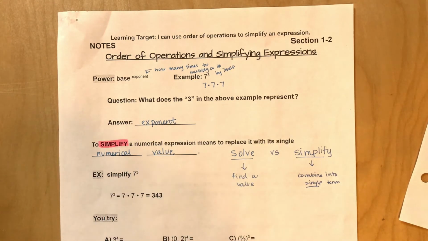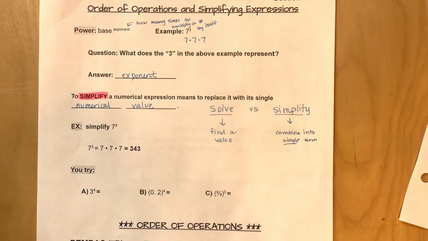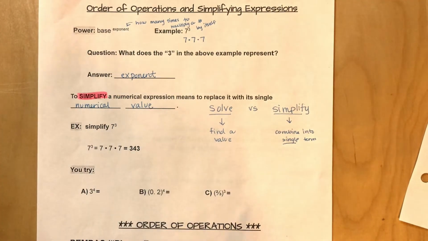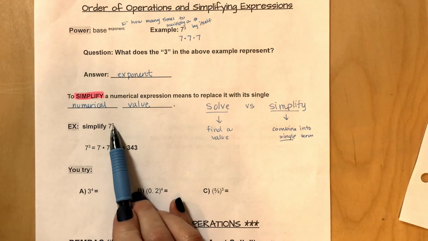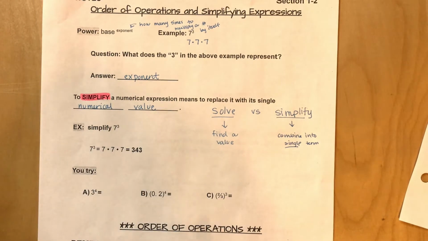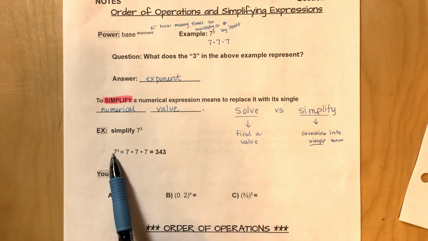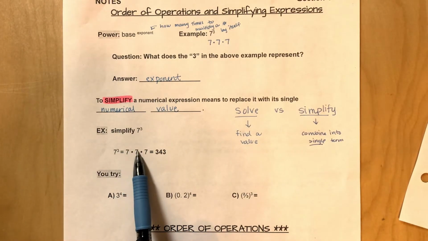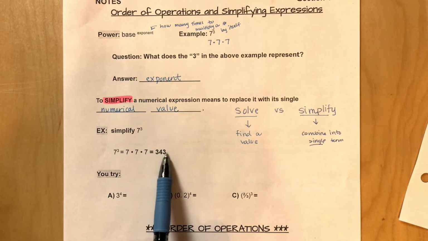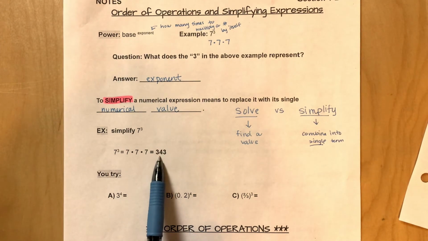All right, so in this first example, we are going to simplify 7 cubed, or 7 to the third. Instead of writing it as 7 to the third, we want to figure out what that single numerical value is. So 7 to the third is equal to 7 times 7 times 7. Then you're going to need to get your calculator out and you're going to have 343.